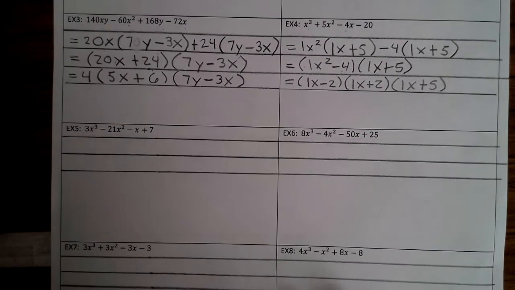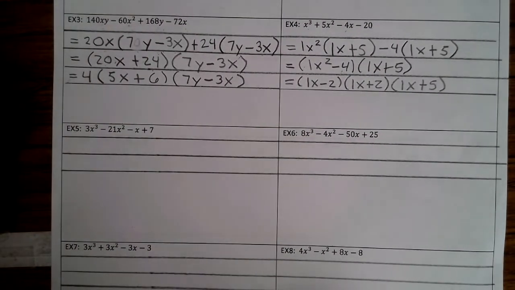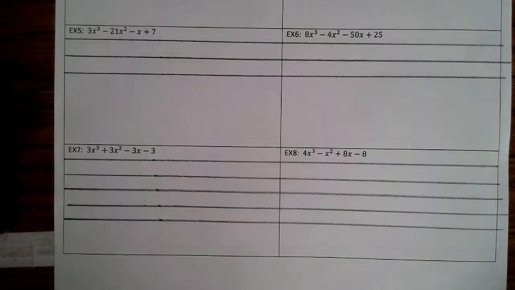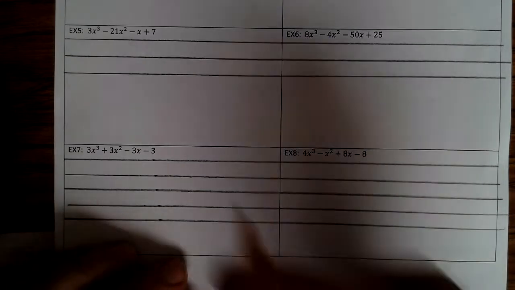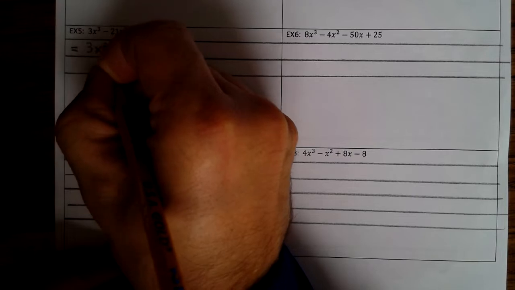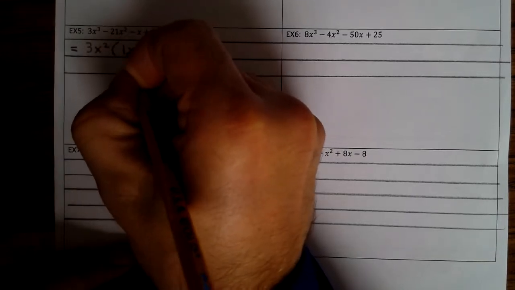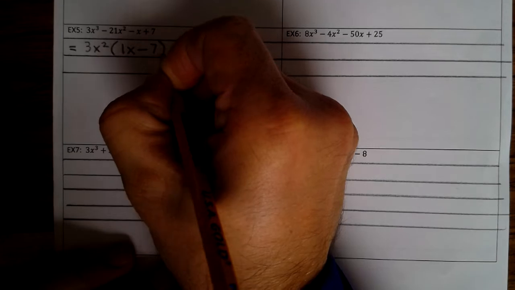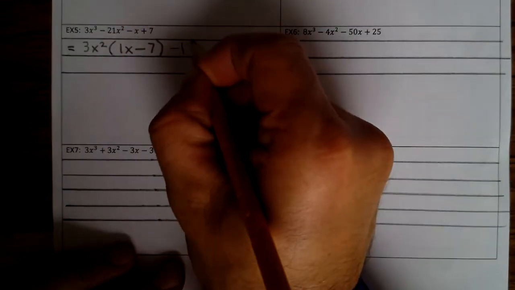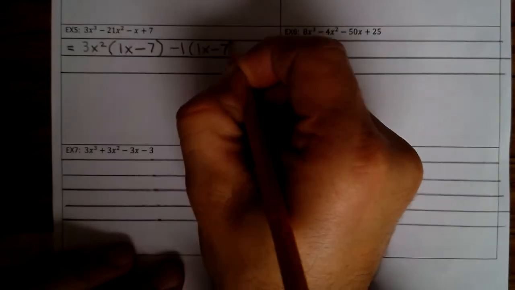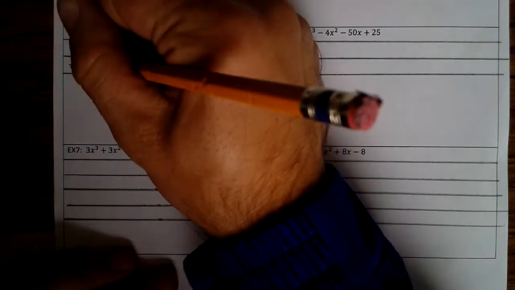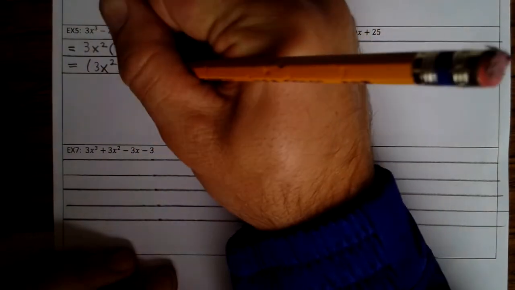Now let's look at example 5. All right, group terms, we have them grouped. Step 2, factor common binomials. So it looks like here we can factor out a 3x squared, which leaves 1x minus 7. And here we can factor out a negative 1, which leaves 1x minus 7. So that's 3x squared minus 1 times 1x minus 7.